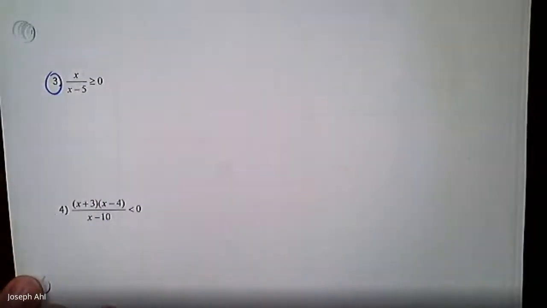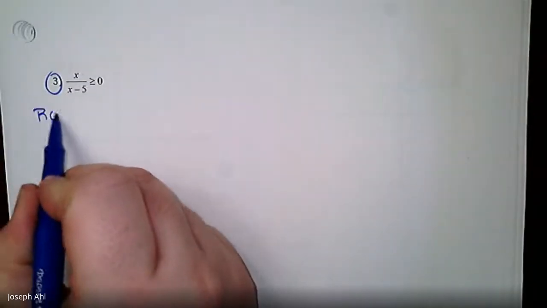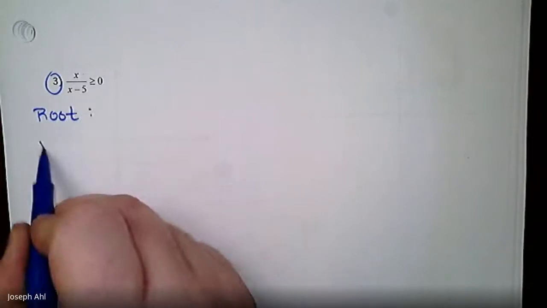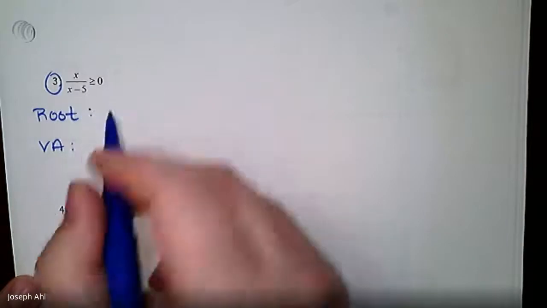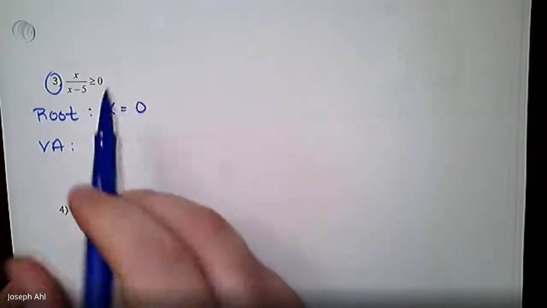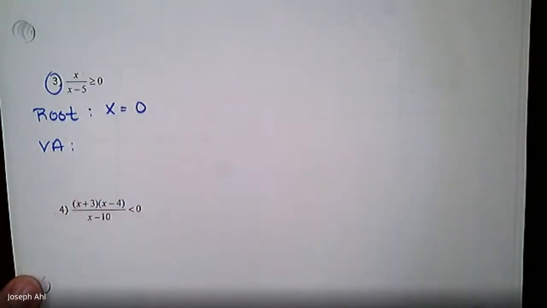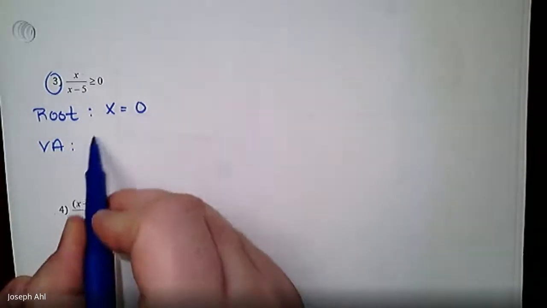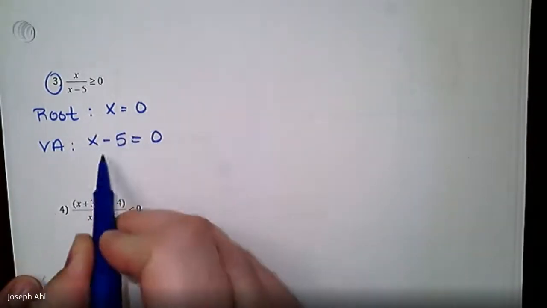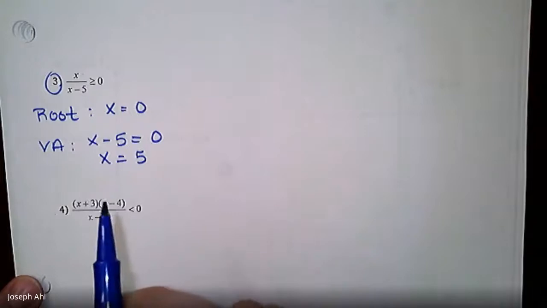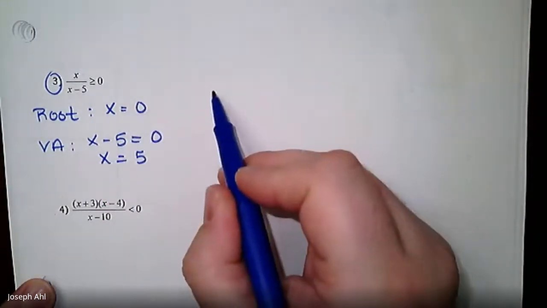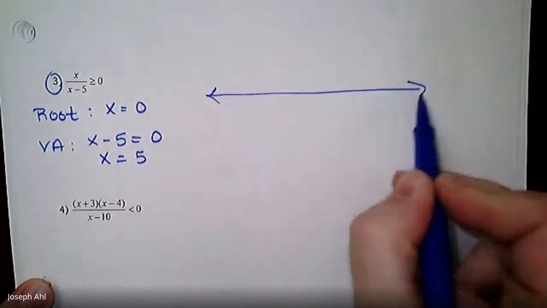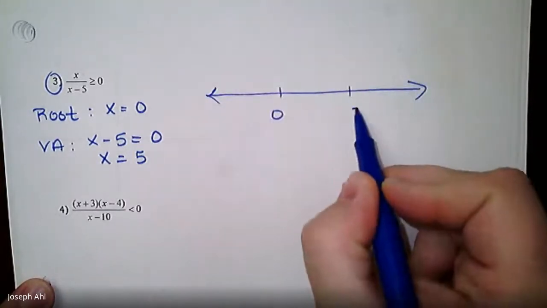There are two things that we have to partition around for something like number 3. We have to partition around the root, and we have to partition around the vertical asymptote. The root comes from that x-intercept, whatever makes the top equal to 0, which is just x equals 0. There's no solving involved there. The vertical asymptote, of course, is whatever makes the bottom equal to 0, which is x equals 5. As soon as you determine the two values to partition around, we come over to the number line. We put 0 and 5 here.